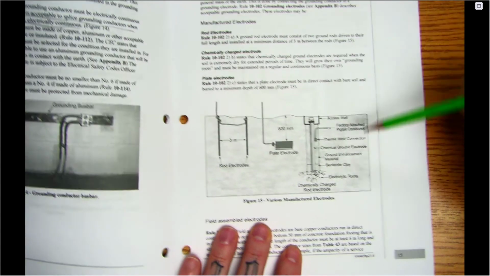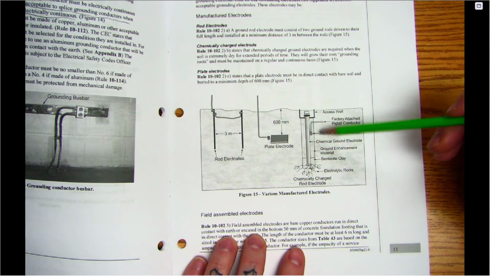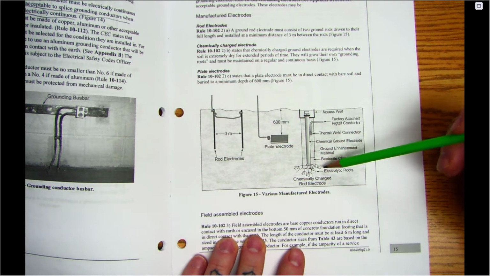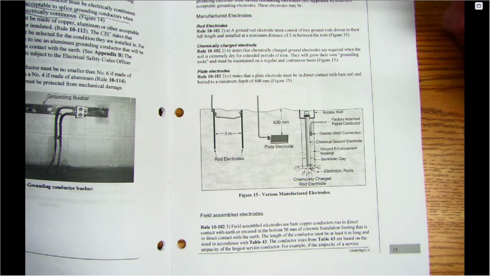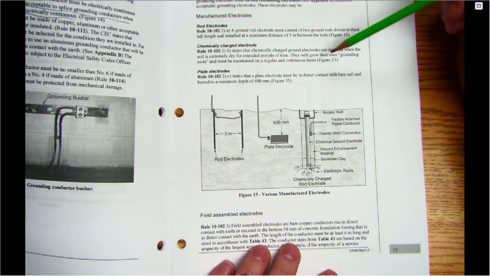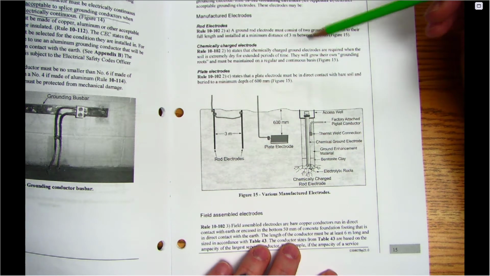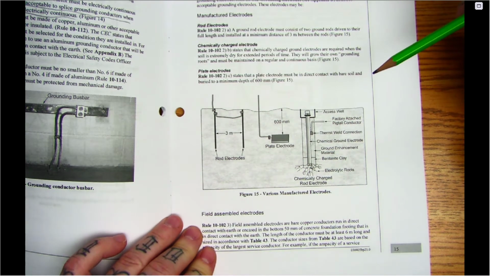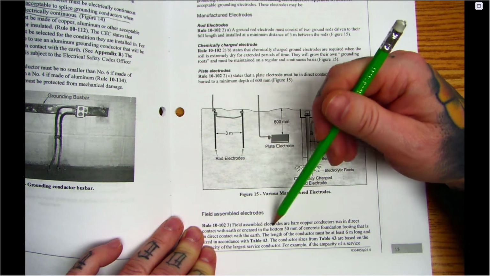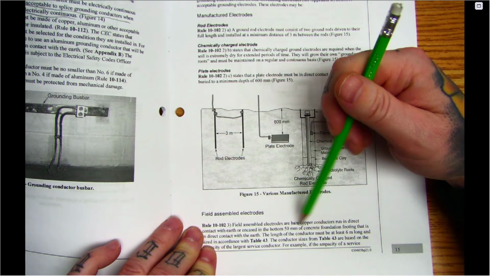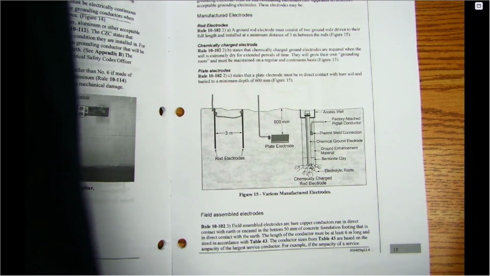Chemically charged electrodes, I've never used these before in my life. Seem pretty cool though, actually making its own roots into really dry soil. That's when they use these chemically charged ones. And it says they'll basically grow their own grounding roots, which is kind of crazy. Field assembled electrodes, again, going to give you all the distance. Okay, if it's in concrete, we go to table 43. I'll just show you that here quick.